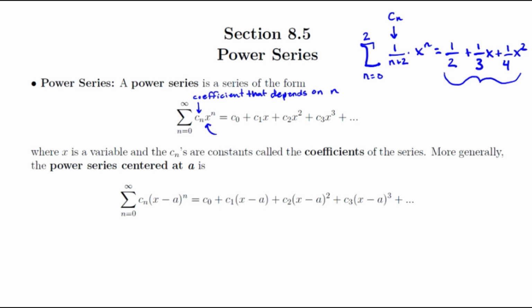All right. So we also more generically can talk about a power series centered at a, and that's just where you have x minus a instead. And so just think of this as when you have an x minus a, just basically taking this and shifting it over a, right? Shifting it to the right by a.